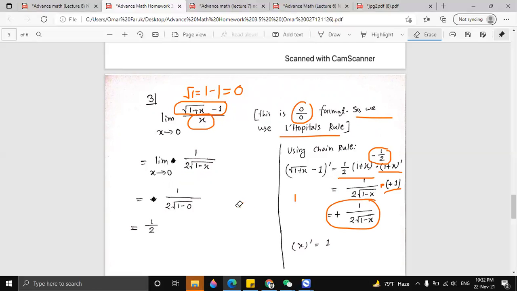So now you can just substitute 0 here. If you substitute 0 here, it will make 1 minus 0, that means root over 1. Root over 1 is equal to 1. So 2 multiply 1 is 2. So in total, this is half.